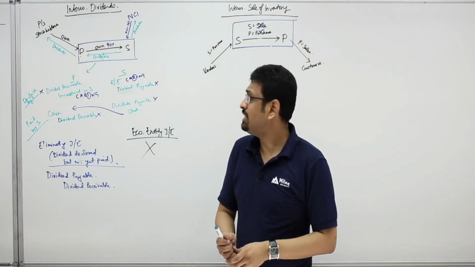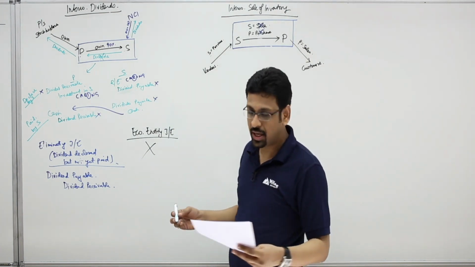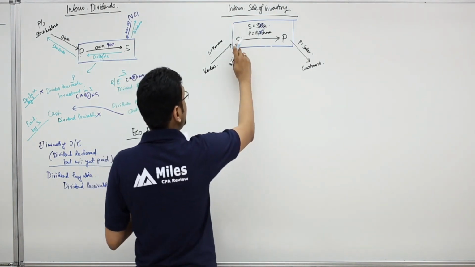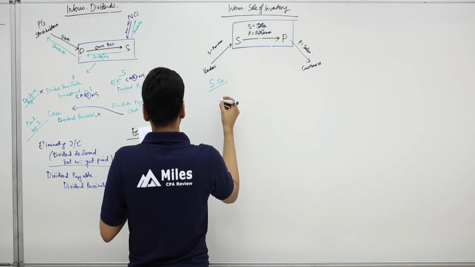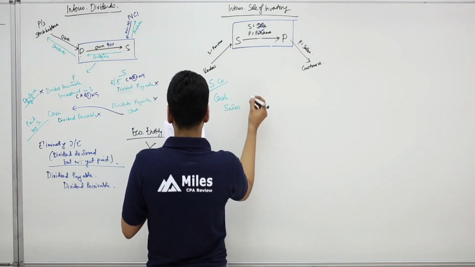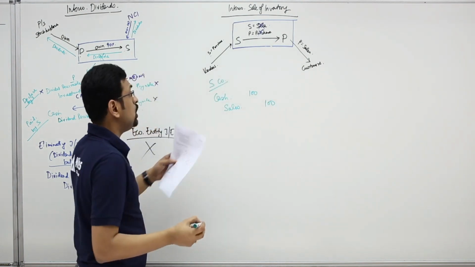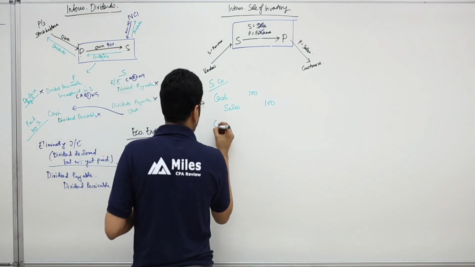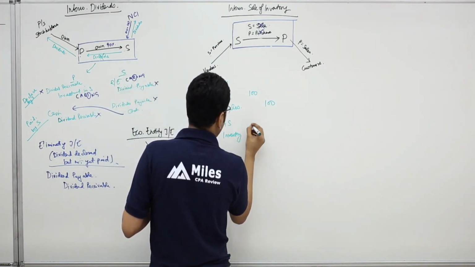So first, let's look at the journal entries that we're going to have on the books of the P company and the S company. So the S company, they're making the sale here. And the sale is happening for cash. So it's cash to sales $100. And it's 20% profit on sales. So what's COGS to inventory for S? $80.